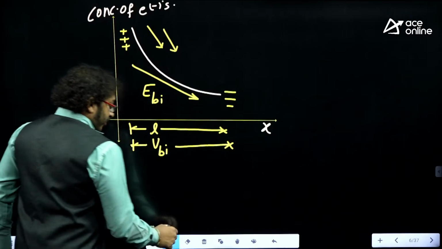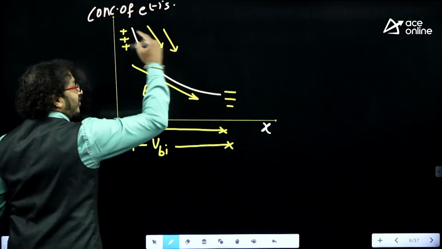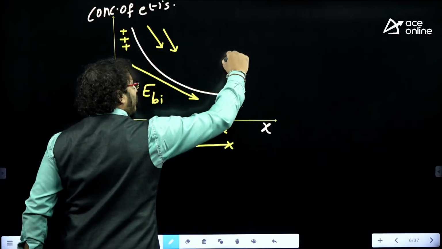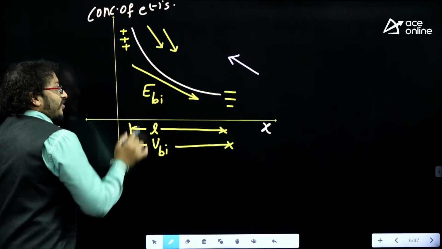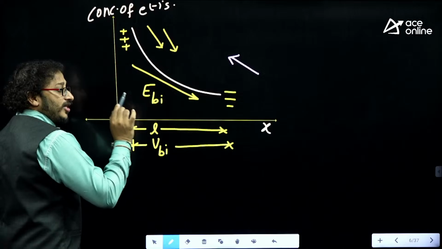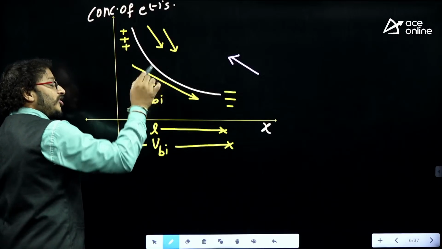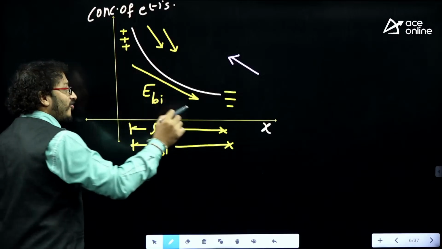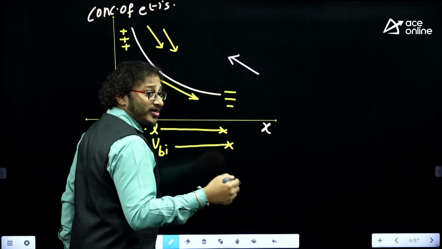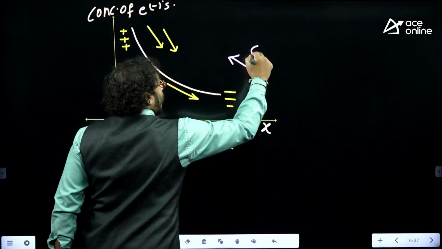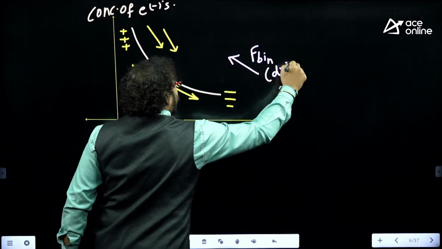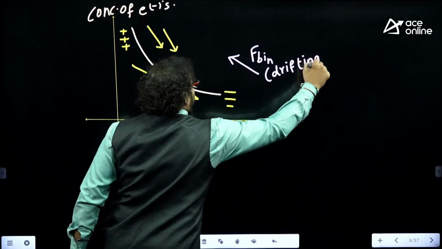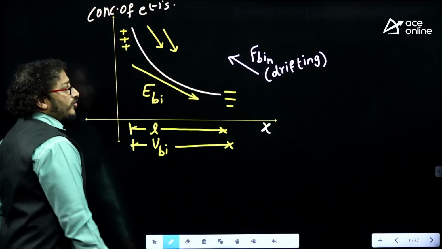So whenever the electric field is in this direction, and these are the particles, the so-called electrons, there will be some force. Correct or not? With respect to electrons, if an electric field is there, there will be a force generated opposite to the electric field. That force is called a drifting force. Correct or not? So this is a built-in force acting on electrons, which is nothing but a drifting force. Very interesting.